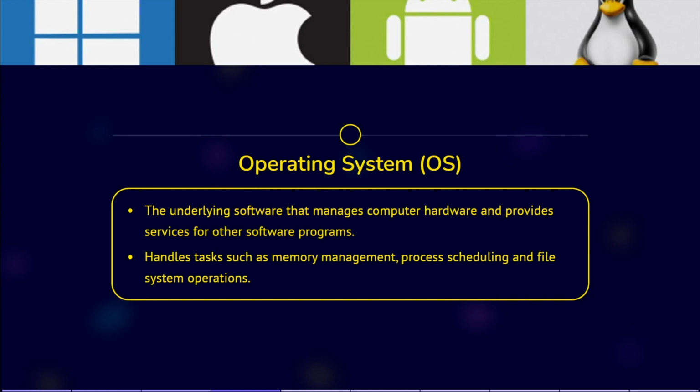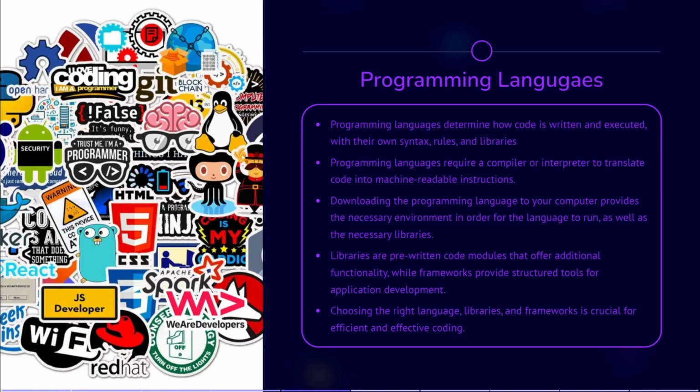Programming language. Each programming language has its own syntax, rules, and libraries, which determine how the code is written and executed. For most languages, you need to download the language in order to provide the proper environment on your computer for the language to run.